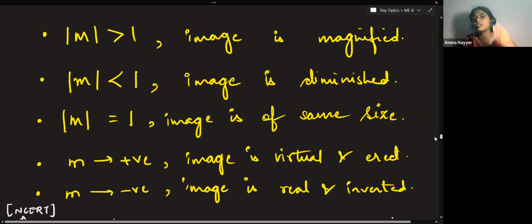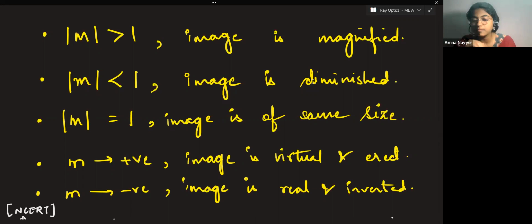So let's say a question is given to you. At the end of the question, nature and size of image is asked. If you just calculate magnification like this, you're getting minus 3. So what answer can you write? Image is magnified, real, and inverted. With just the theory portion, you were able to write all these facts. So by looking just at the magnification's magnitude and sign, you can figure out so many things. So let's take the example.